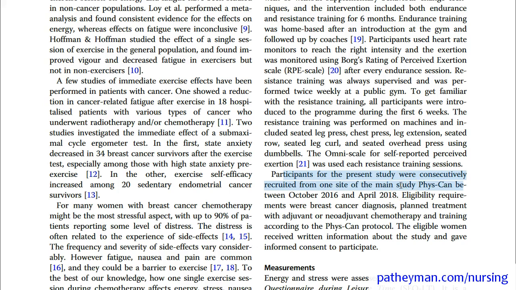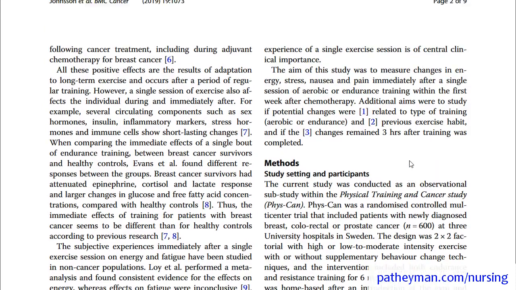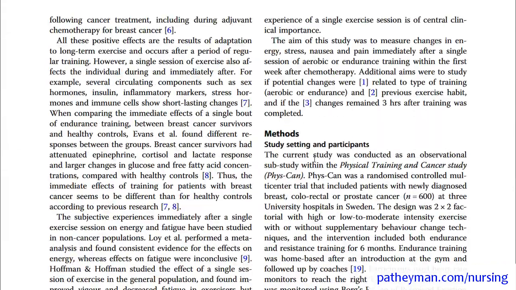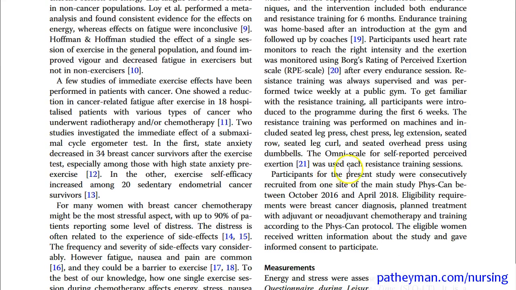And then the question is, how does this allow us to generalize to the bigger population as a whole? And the answer is you'll have to make that decision for yourself. But coming back up to the title of the article, they do specify breast cancer in the article title. So the population of interest is basically women who have breast cancer, who have planned treatment for chemotherapy, and are doing the training according to this particular protocol.